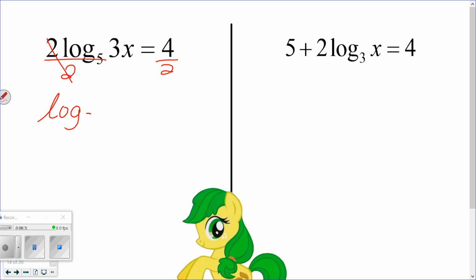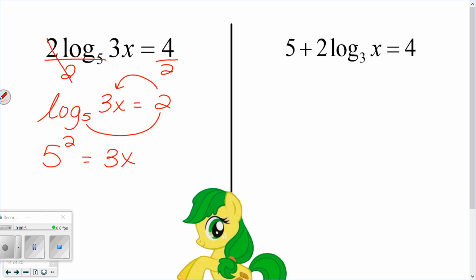So log base 5 of 3x equals 2. Then what? Loopy swoopy. 5 squared equals 3x. So 25 equals 3x.